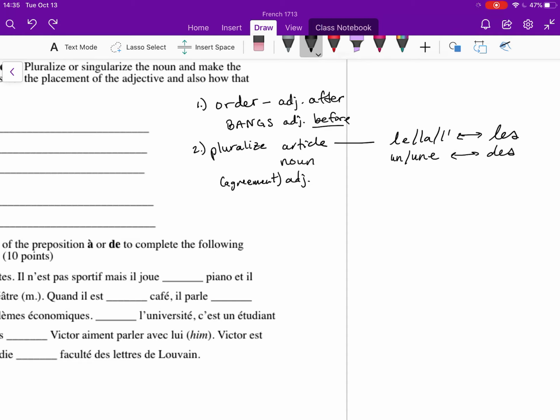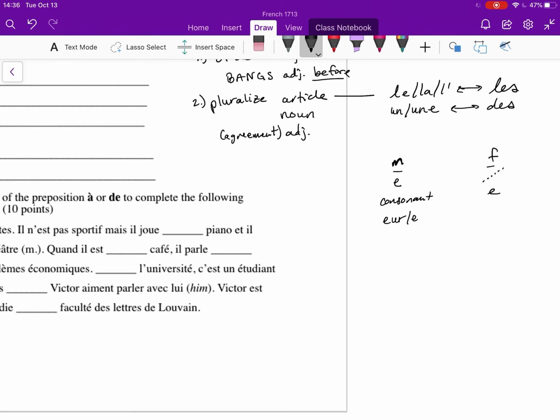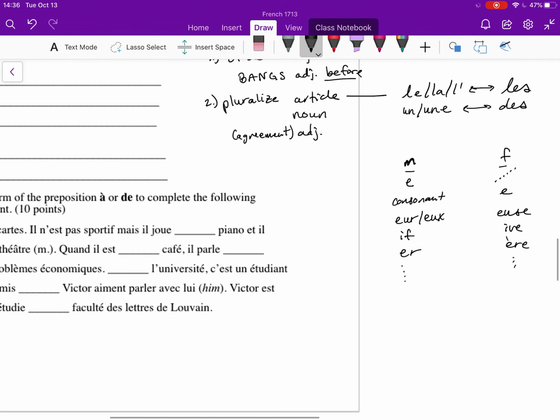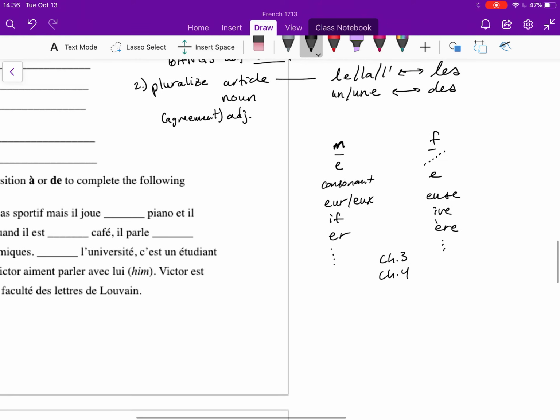By agreement with the adjective here, what I'm talking about is going from masculine usually to feminine. If your masculine adjective already ended in an E, then you don't do anything to make it feminine. If it ends in most normal consonants, you will add an E to make it feminine. There's also irregular endings like EUR or EUX, and that will get transformed into EUSE. IF will become IVE, ER, ÈRE with an accent, etc. This is irregular stuff coming from chapter 3. There is some as well that are in chapter 4 at the very end.